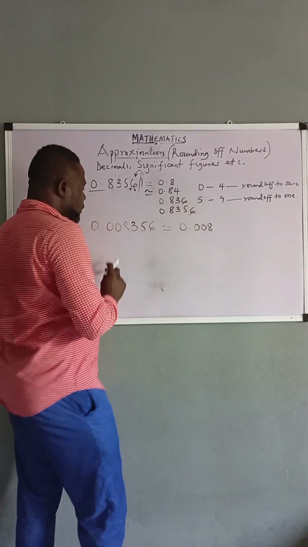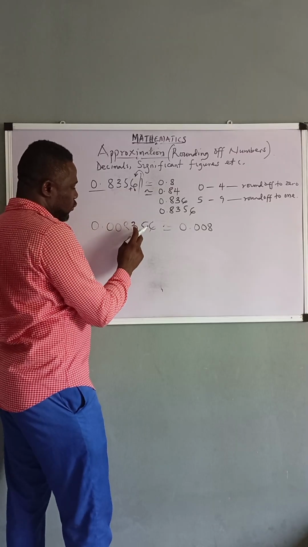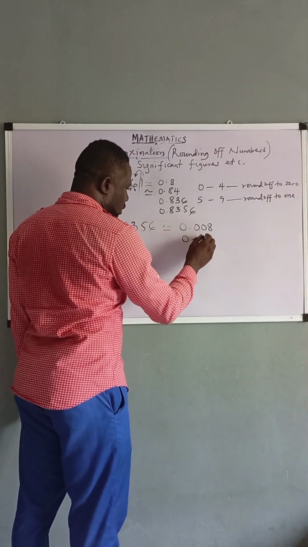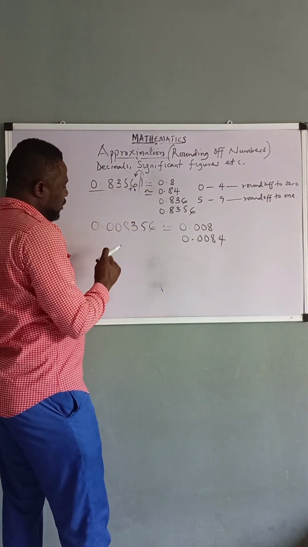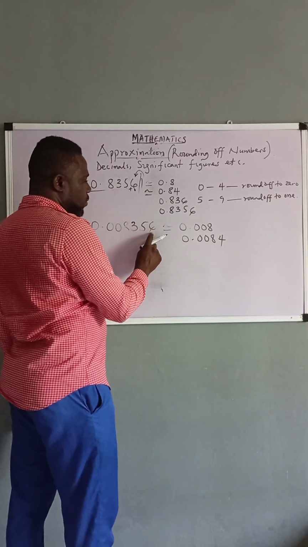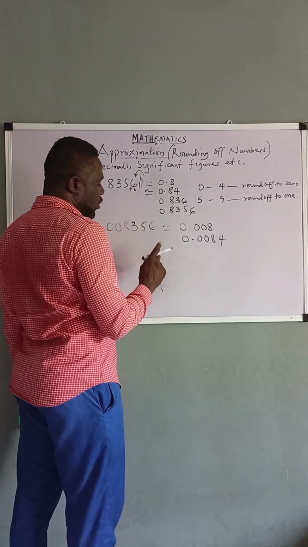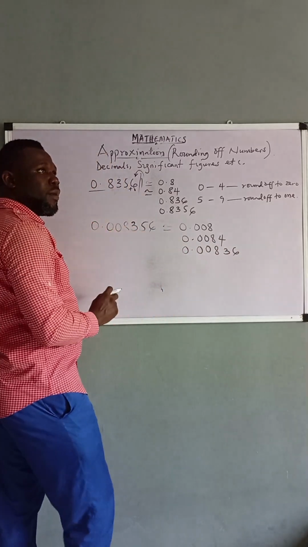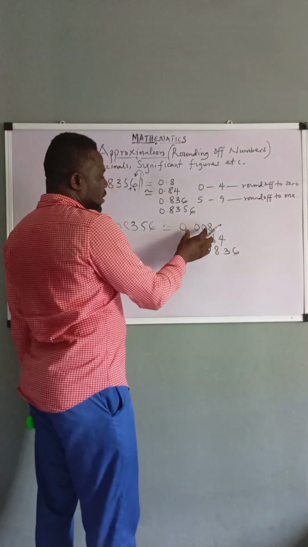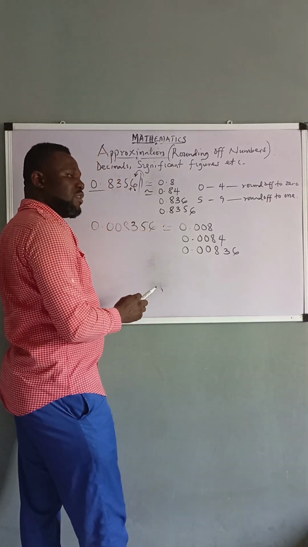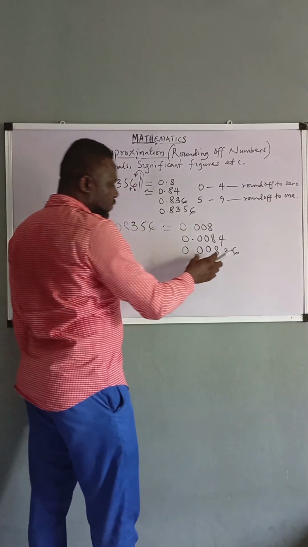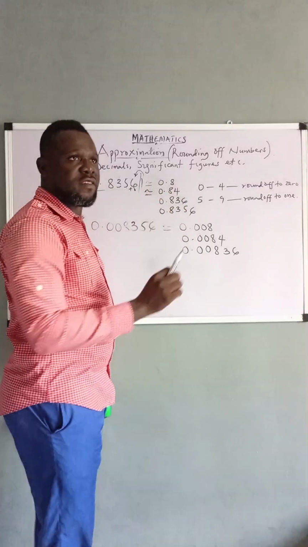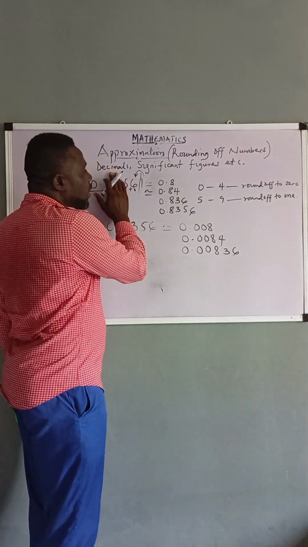So this is one significant figure. Now to two significant figures, we count 1, 2. The digit 5 is the number we round off to 1. We add to 3 becomes 4. That would be 0.0084. And for three significant figures, we count 1, 2, 3. The number 6 is the number we round off to 1, add to 5, it becomes 6. And we're going to have 0.00836. If this number was in decimal places, this is 3 places of decimal, this is 4 places of decimal, and this is 5 places of decimal. So there is a difference between significant figures and decimal places. So you should take note of this when you are rounding off numbers to decimals or to significant figures.